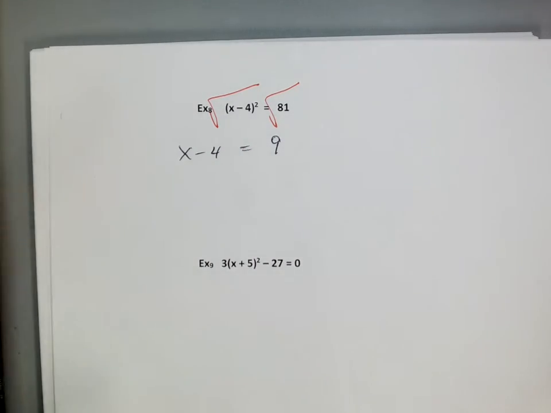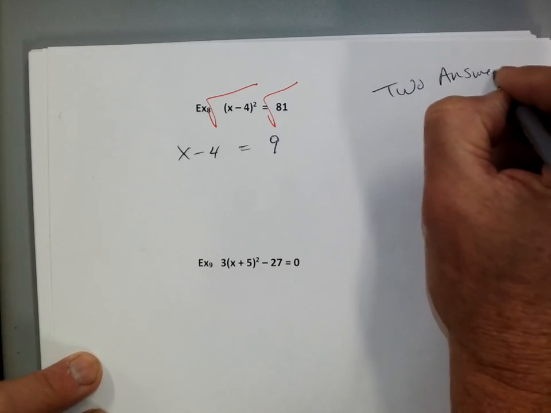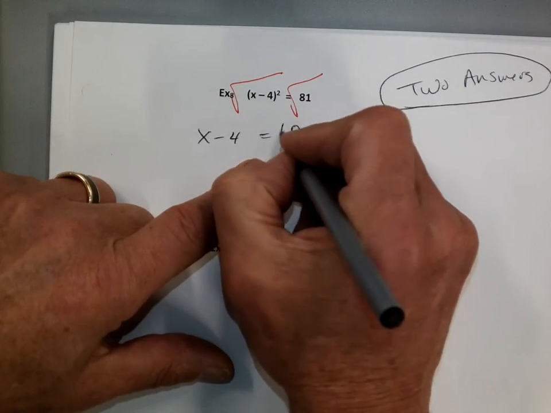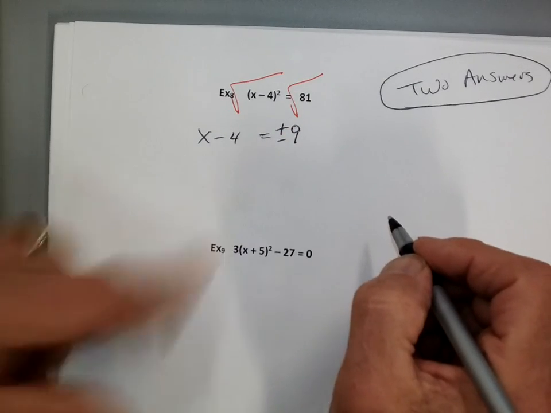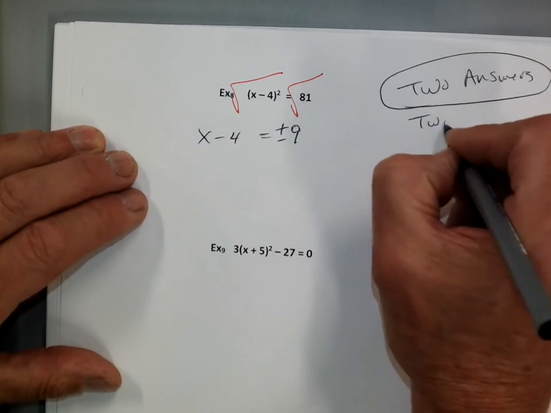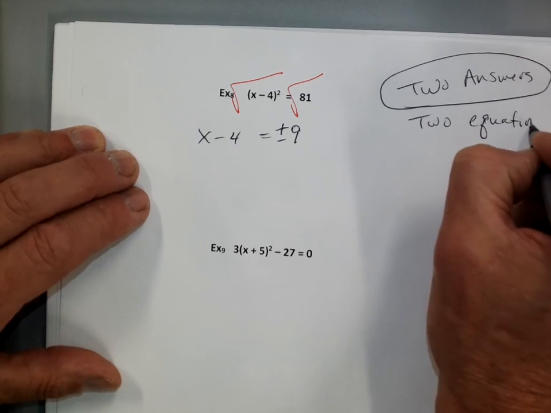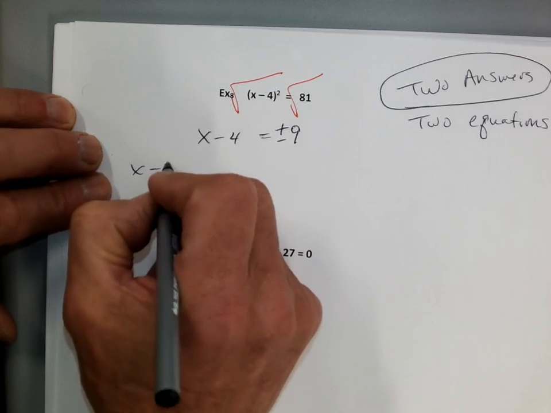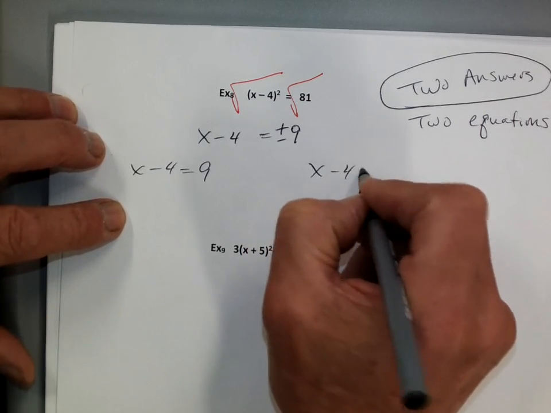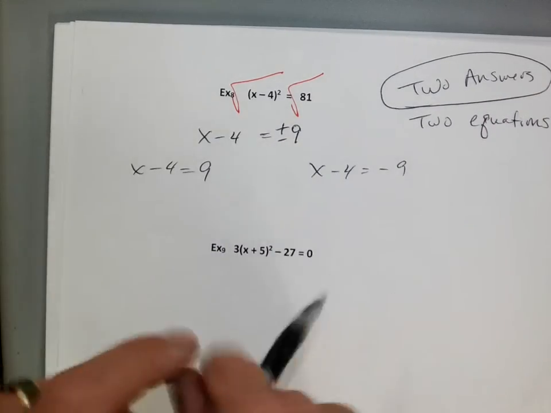But wait a minute, we have to have 2 answers. You still have to have 2 answers. So when I get the square root of 81, it's like a plus or minus 9. So to get 2 answers, I'm going to set up 2 equations. I'm going to have an x minus 4 equals 9 and an x minus 4 equals negative 9. Here's my positive 9. Here's my negative 9.